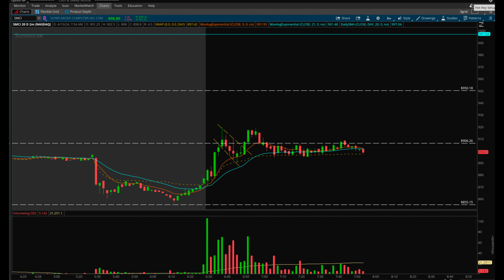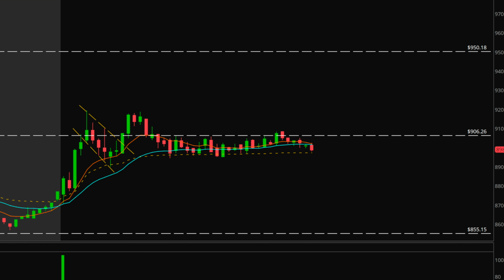Let's take a look at SMCI, right? What did this do? SMCI, another semiconductor stock, gives us a huge move up. This is the 2-minute chart. But you don't want to chase this, right? What if it just rejects it at this level? We have a key level at 906. We need to make sure that we assess the price action at that level.